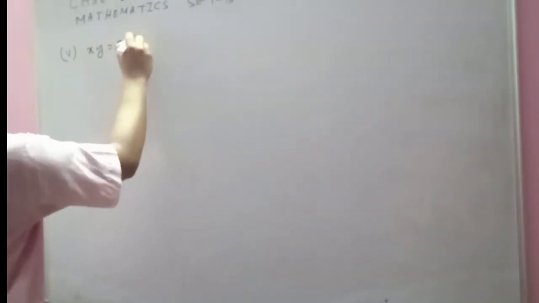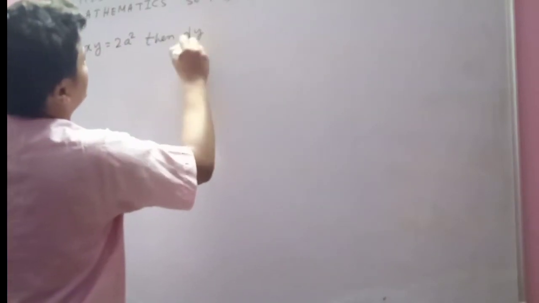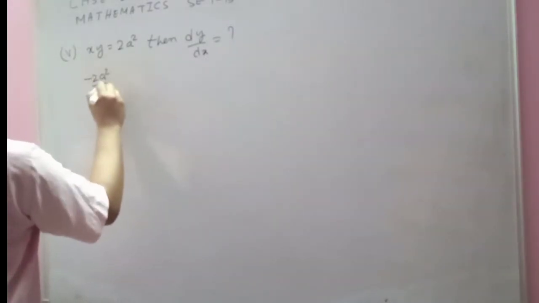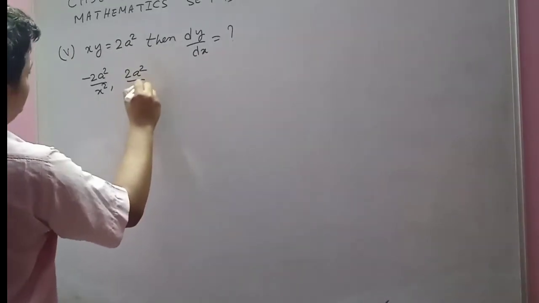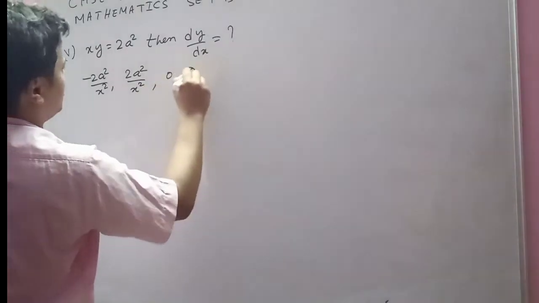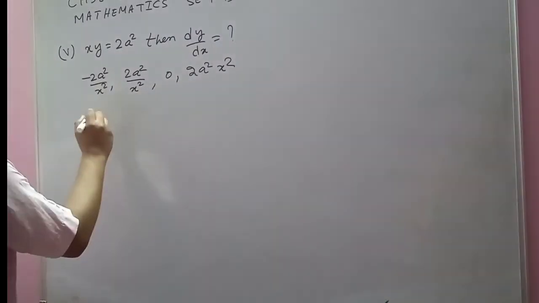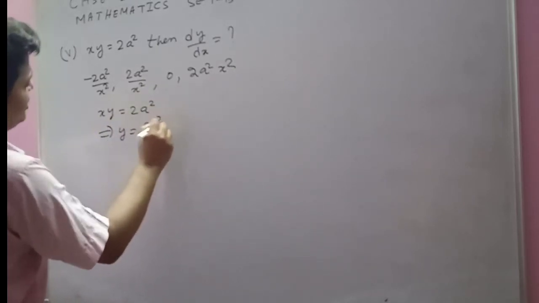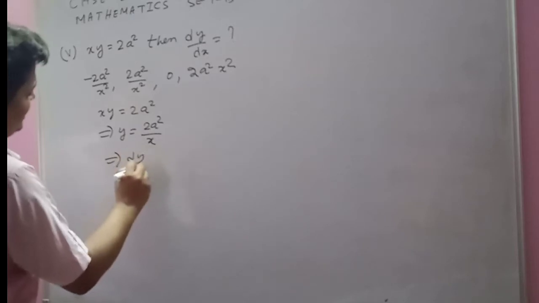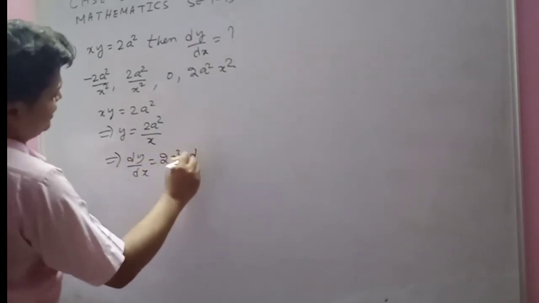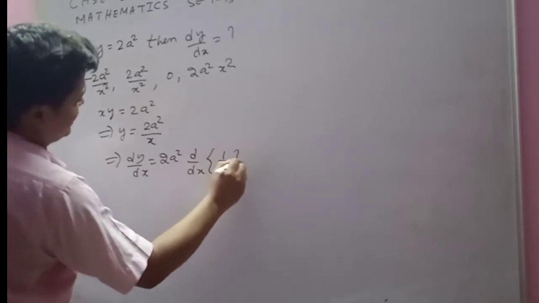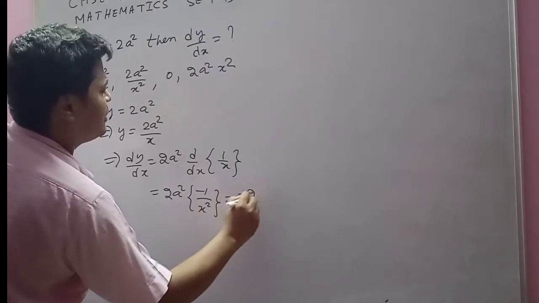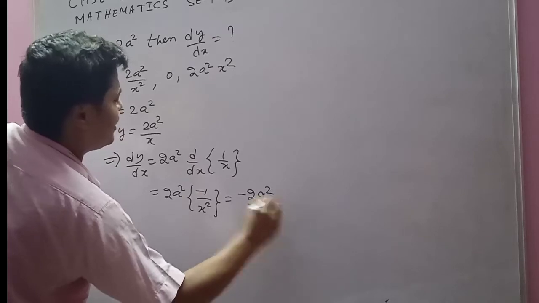xy equal to 2a square, then dy by dx. Options given: minus 2a square by x square, 2a square by x square, 0, 2a square x square. xy equal to 2a square, so y equal to 2a square by x. dy by dx is 2a square times d by dx of 1 by x, which is minus 1 by x square, that is equal to minus 2a square by x square.